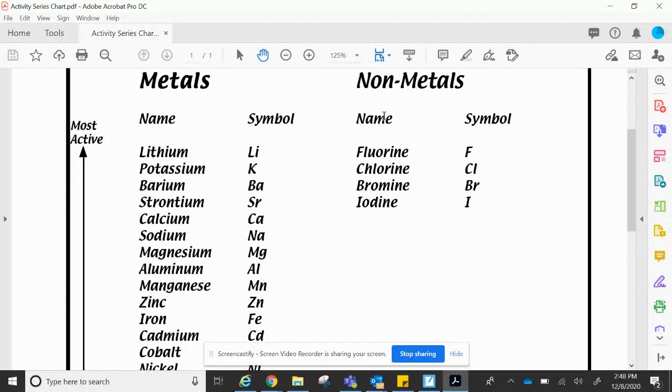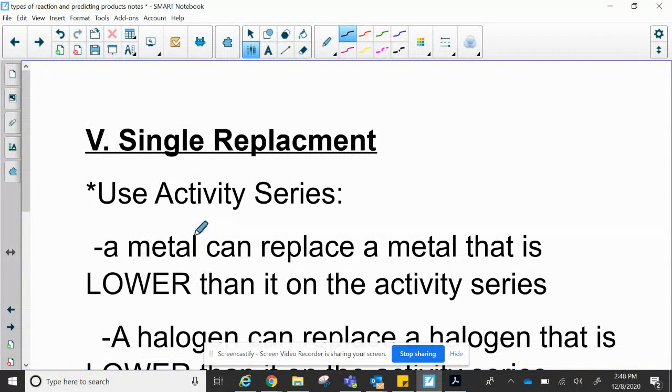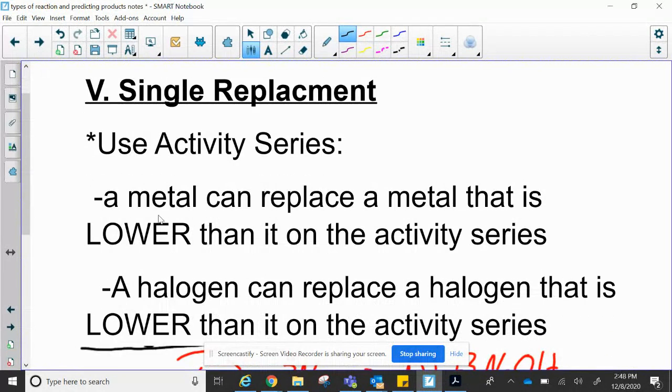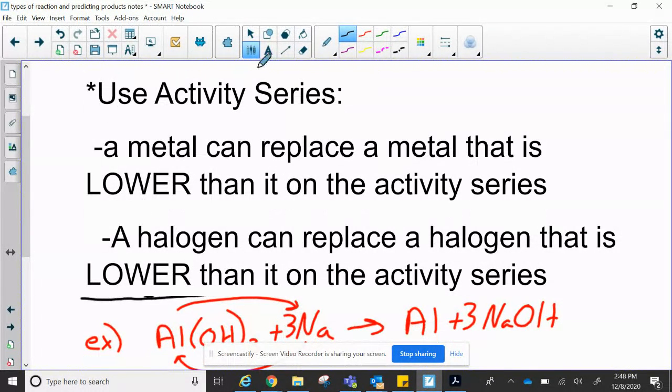There's also an activity series for nonmetals. There aren't very many of them on this, but you'll use that from time to time too. So use that activity series that's in your packet. A metal can replace a metal that is lower than it on the activity series. A halogen can replace a halogen that is lower than it on the activity series.